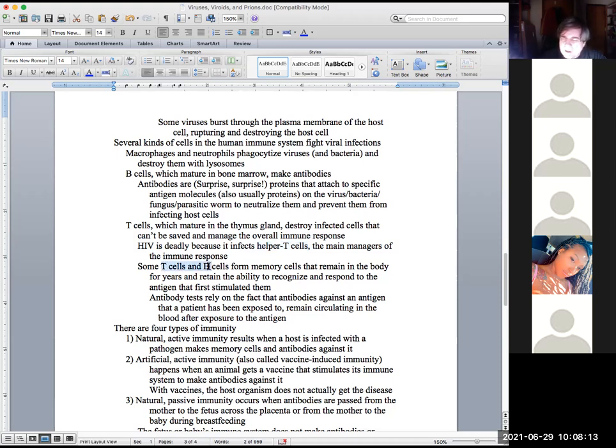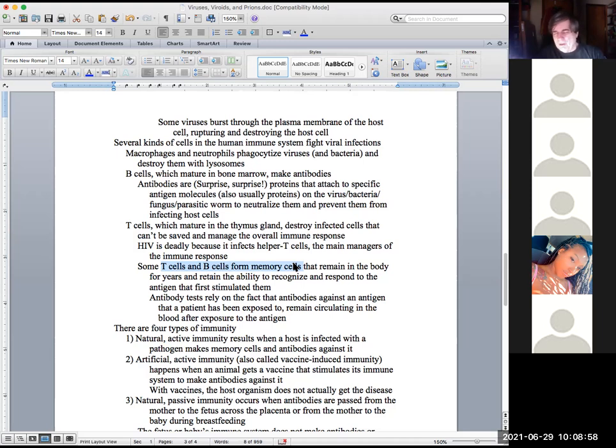Now, once you have an infection, some of your T cells and B cells make something called memory cells. And memory cells stay in your body and they still have the ability to recognize this antigen, this protein. And they still have the ability to make antibodies against this antigen, so they can respond. So the second time you get an infection, usually it's milder symptoms than the first. It doesn't last as long. Why? Because of all these memory cells, you're not starting from scratch like you were the first time.